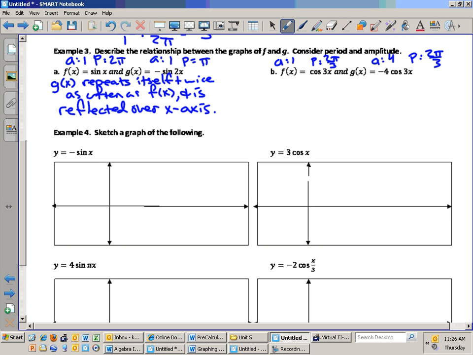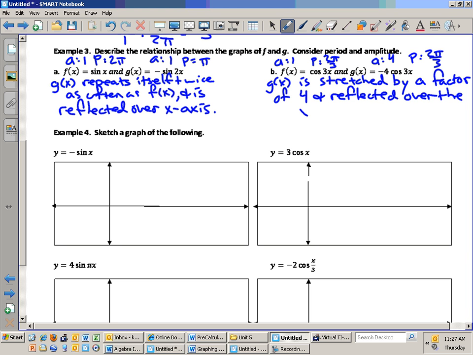One goes 4 times as high as the other and 4 times as low. So one is stretched 4 times the other one, right? g of x is stretched by a factor of 4 and reflected over the x-axis. Any questions on that?